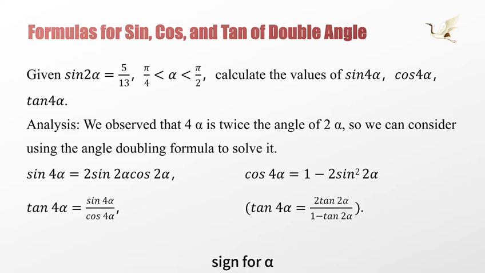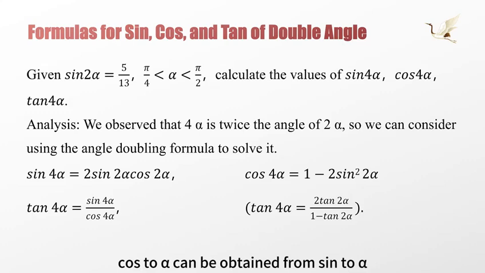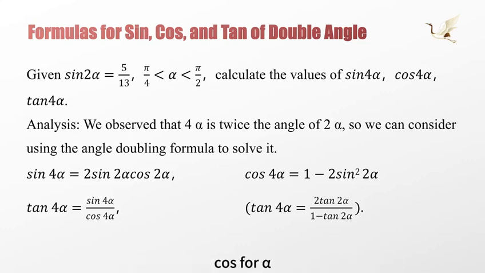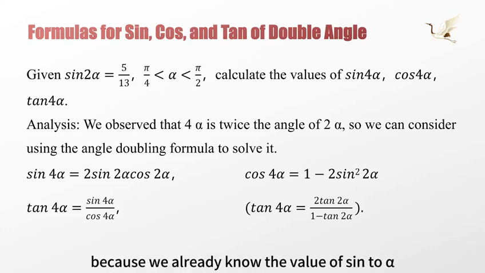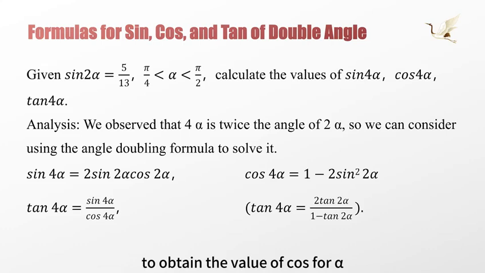Sine 4 alpha, we can use the double angle formula to write twice sine 2 alpha cosine 2 alpha. Among them, sine 2 alpha is a known condition. Cosine 2 alpha can be obtained from sine 2 alpha through the same angle relationship. Then its sign is determined by the range of angle alpha. Cosine 4 alpha, we definitely choose the cosine formula 1 with twice the angle, 1 minus twice the sine squared 2 alpha. Because we already know the value of sine 2 alpha, we can directly substitute it into this formula to obtain the value of cosine 4 alpha.